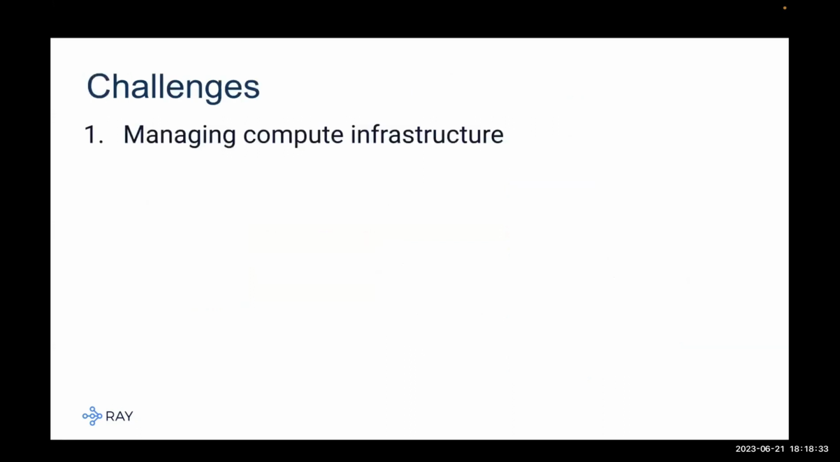So what are some of the challenges with doing this at scale? I think the first one, which is very common, is how do you manage your compute infrastructure? You have gigabytes or terabytes of data, and you need to scale out this batch processing. So you need to create multiple machines. These machines need to have CPUs and GPUs, and you want to manage these. And in particular, you may also want to manage heterogeneous compute infrastructure.